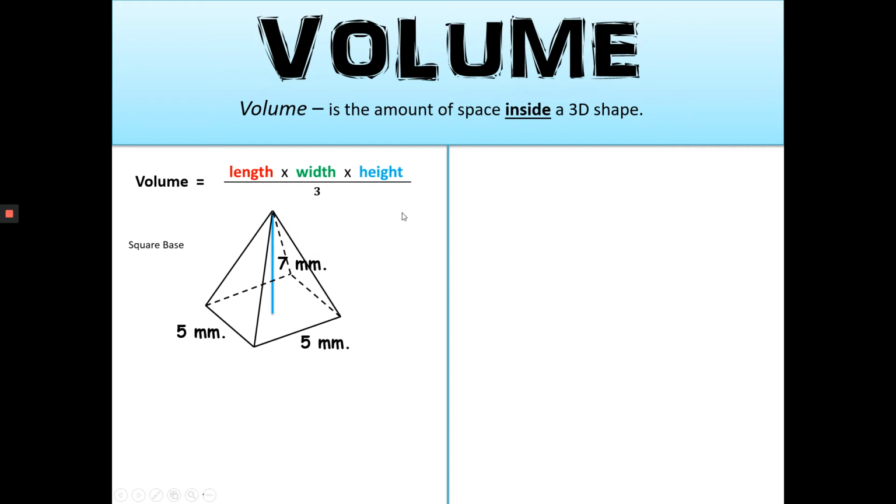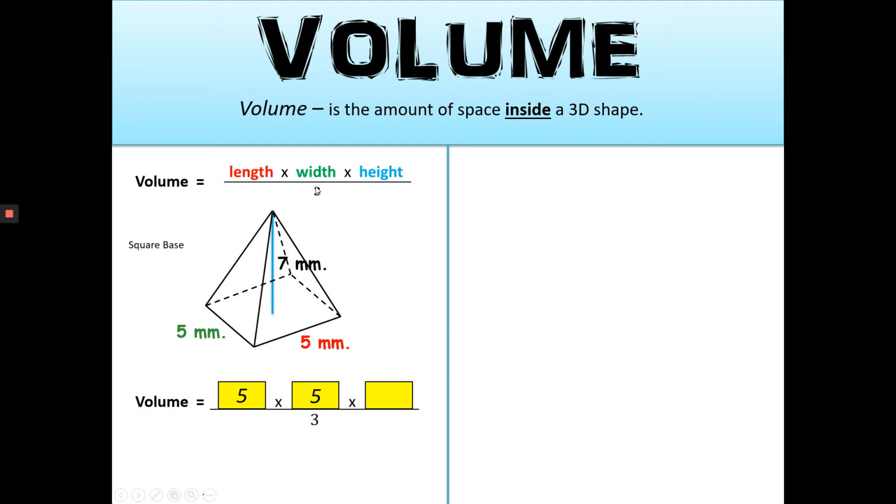So here's the volume formula for a pyramid. It's going to be length times width times height. So let's take a look at this. This is the setup that you guys are going to have to plug the numbers into when you're practicing. So the length could be this 5 right here, and you're going to plug that in there, and the width could be this 5 right here.